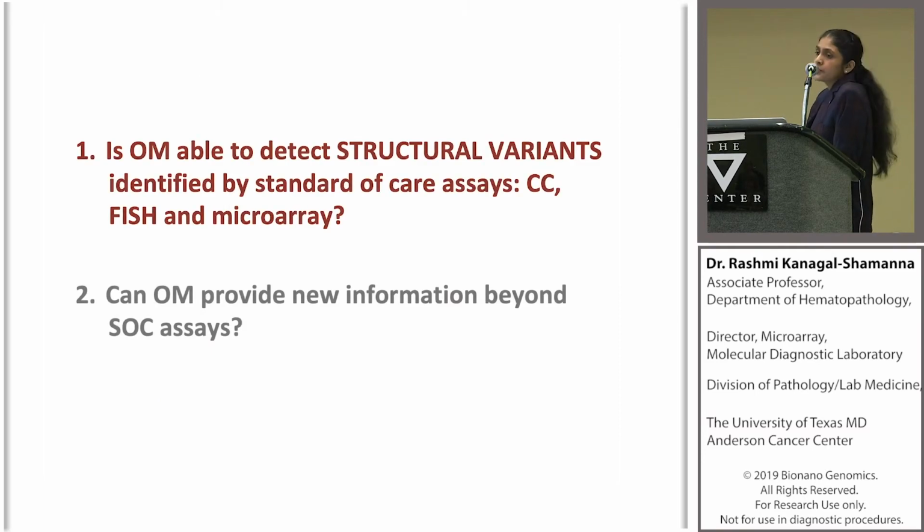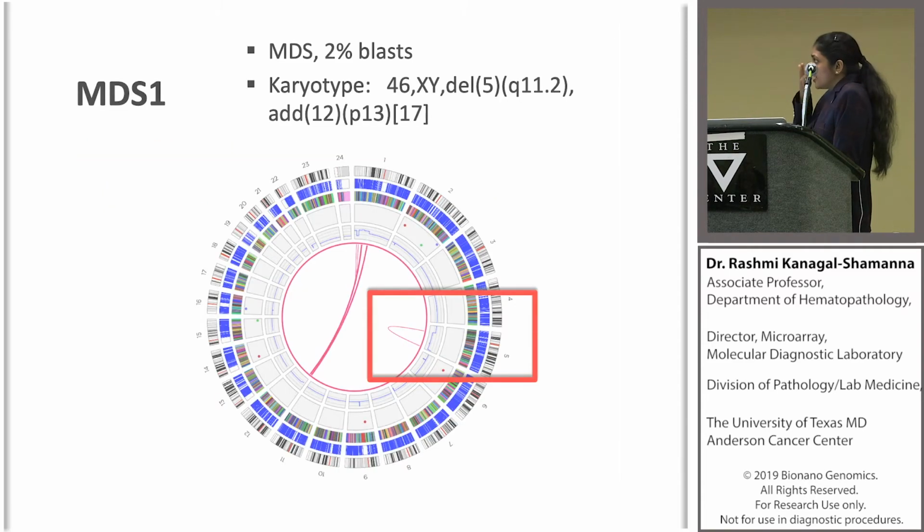So to address the first and the second question, I'm going to first illustrate a couple of cases to you, the potential of Bionano. So here is the first sample. This is a sample of MDS with 2% blasts, and by conventional karyotype, the patient had a del5q abnormality and AD12P13. Now, del5q is a pretty frequent, recurrent abnormality in MDS.